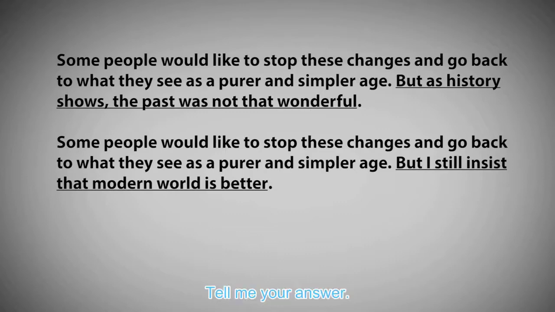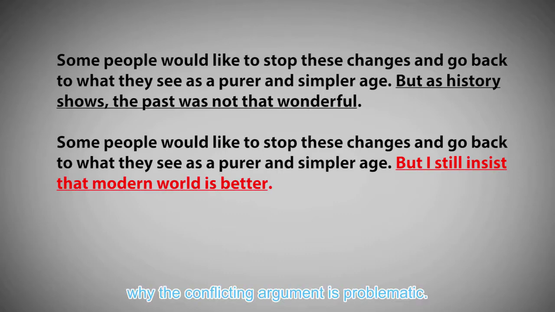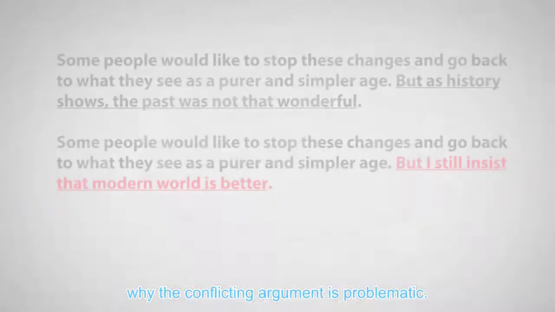Tell me your answer. Do you think the first one better? When the author of the second passage writes, I still insist that modern world is better, without telling the reader what's wrong with the conflicting argument, we want to ask him, why do you even mention the conflicting idea if you don't refute it? You don't want to be asked this question. Then tell your reader directly why the conflicting argument is problematic.